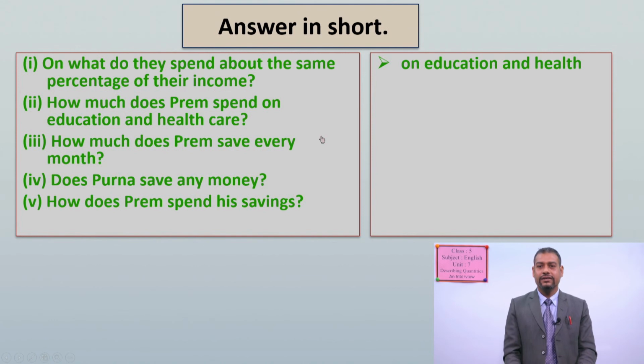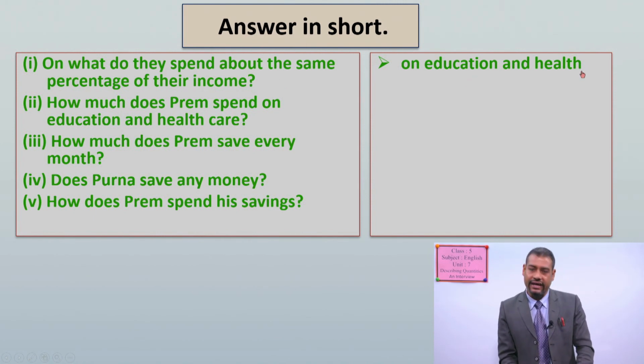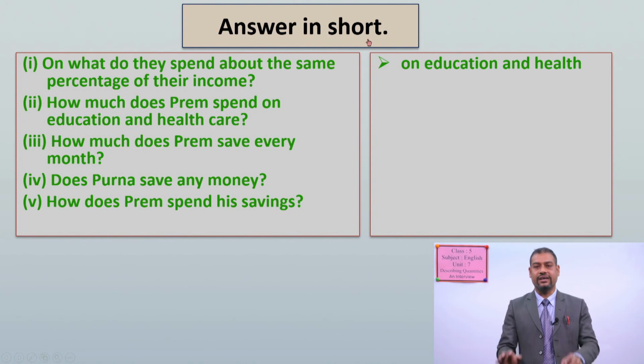Okay. So you have to write down on education and health. But later, if you like to write down a full sentence, then you can write it like this. They spend, let's say, about the same percentage of their income on education and health. This is how you have to write it down, but here you can write it in short.